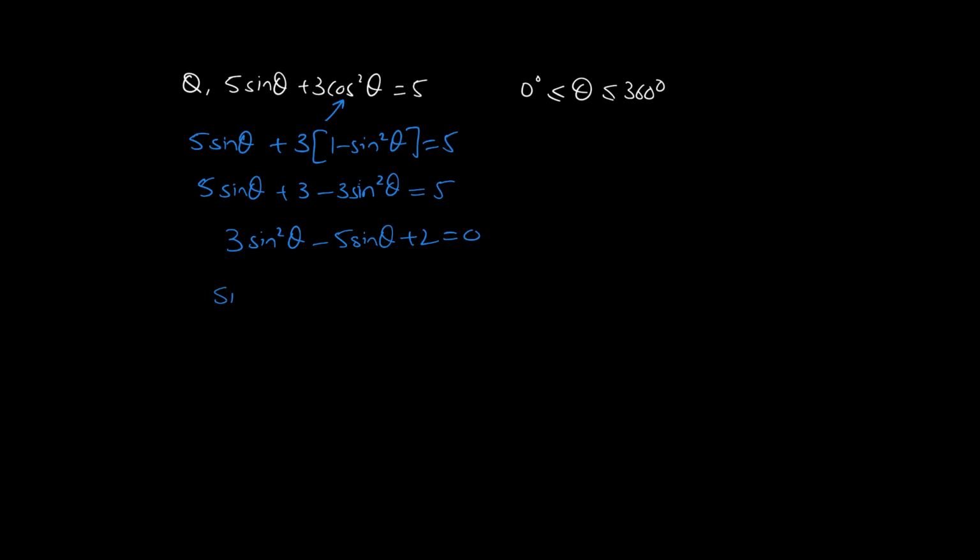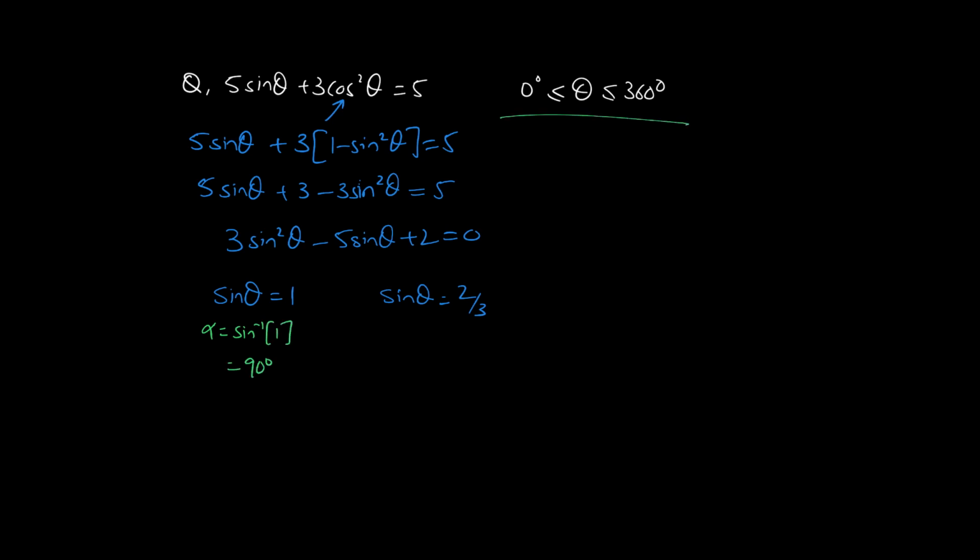and the two values of sin theta would be 1, sin theta is equal to 1, or sin theta is equal to 2 upon 3. Now let's find angles from here. Sin theta equals 1. So the basic angle would be sin inverse of 1, which is 90 degrees.